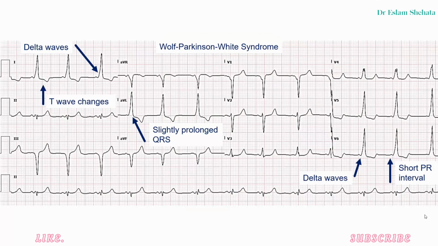Here's an example of Wolff-Parkinson-White syndrome, and hopefully the delta waves are a little bit more clear on this slide. As you can see, there's a slurred upstroke of the QRS complex here. It's slightly wider than usual. We've got associated T wave and ST segment changes, but really it's these delta waves. That's the key feature to diagnosing Wolff-Parkinson-White.